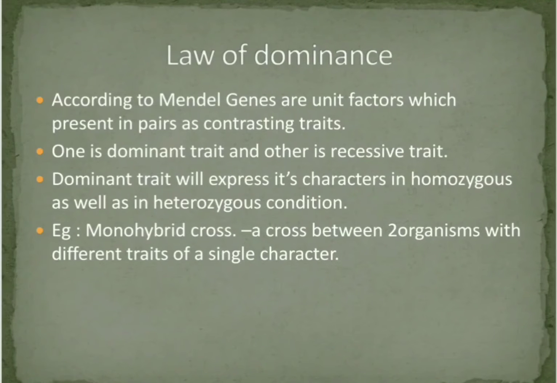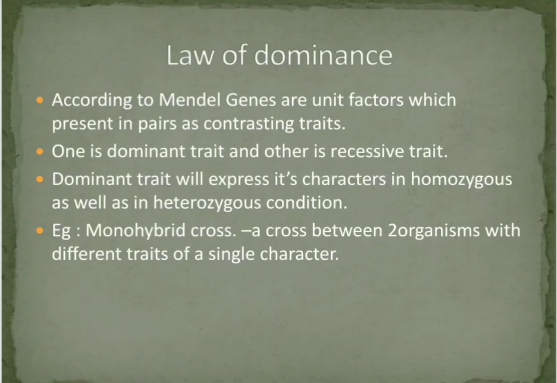So, the law of dominance. According to Mendel, genes are unit factors. He called genes unit factors, which are present in pairs as contrasting traits, nothing but alleles. One is the dominant trait and the other one is the recessive trait. The dominant trait will express its characters in homozygous as well as in heterozygous conditions. We learned these terms already in the previous video. Go through those things. And the monohybrid cross is an example for the law of dominance.